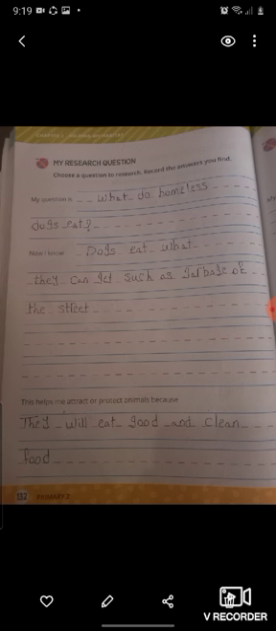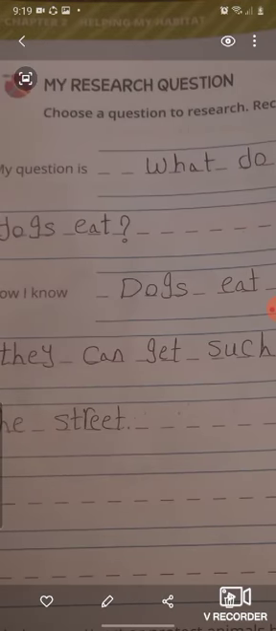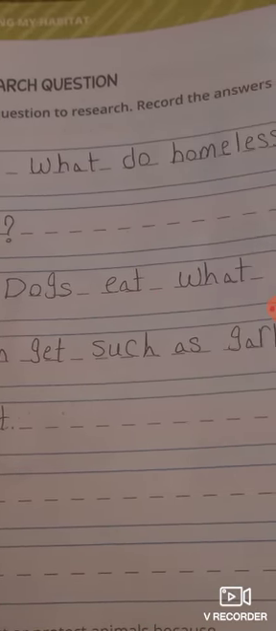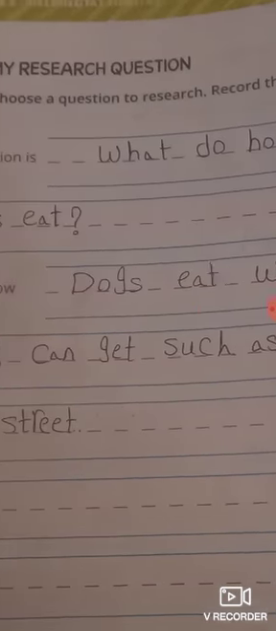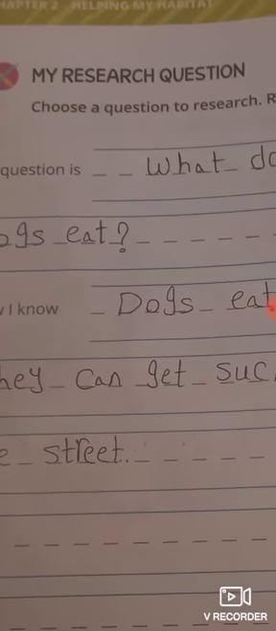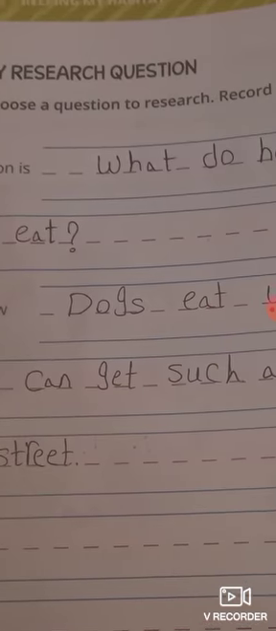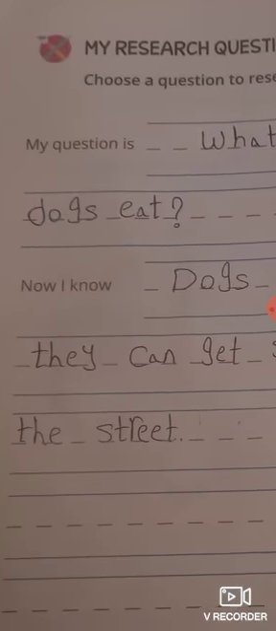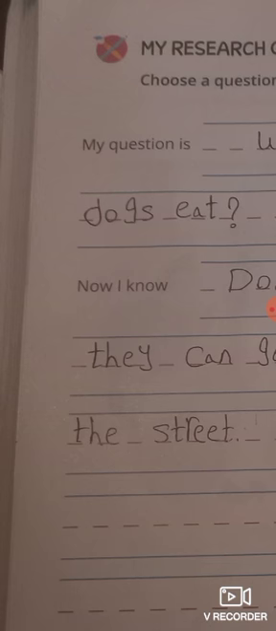In lesson 4, we talked about a local animal, which is the dog, and said 3 facts about it. On this page, we want to help our local animal, the dog, and protect him. So, here is my research question. Choose the question to research and record the answers you find. My question is, what do homeless dogs eat? We want to know what the homeless dogs, the dogs we find in the street, eat.